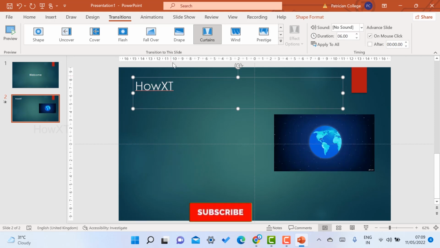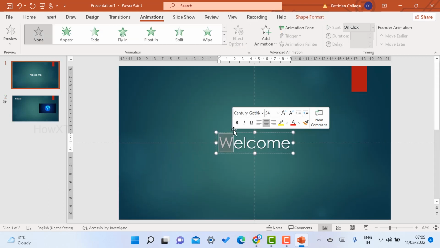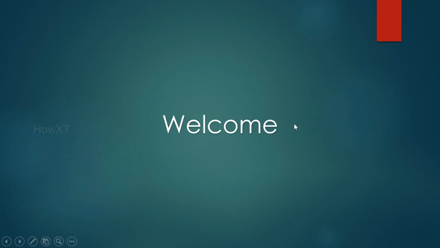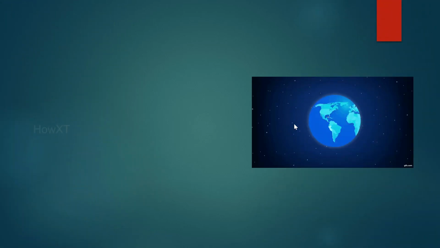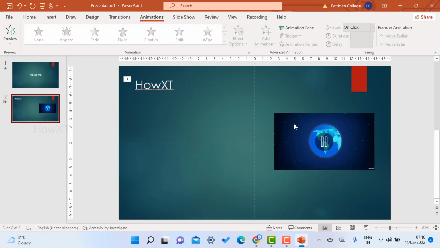I want this text to have a different kind of animation, so I add some animation over here. Similarly, I want the welcome text to have a different animation or anything else. So this is my animation. I have created this PowerPoint presentation with my minimal designing and method.